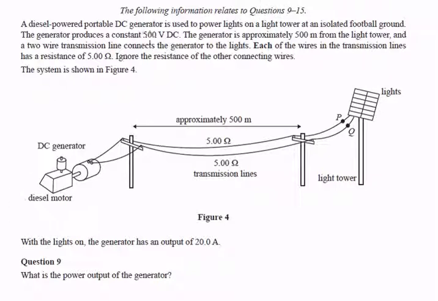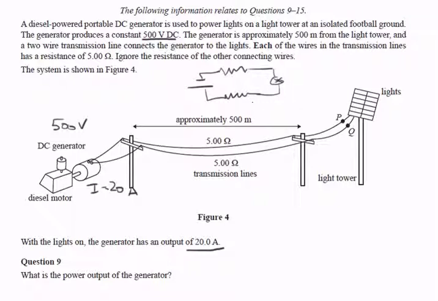Alright, this DC generator has a constant output of 500 volts, 500 meters. Each wire has 5 ohms. Then we have some lights, and the current is 20 amps. Another way to look at this, just to draw another diagram, is each of these wires is like this, and then we have our lights at the other end. Okay, so it's just a series circuit.